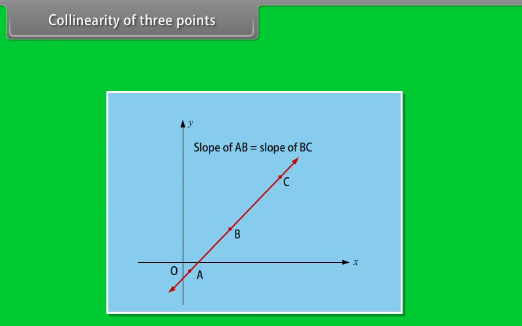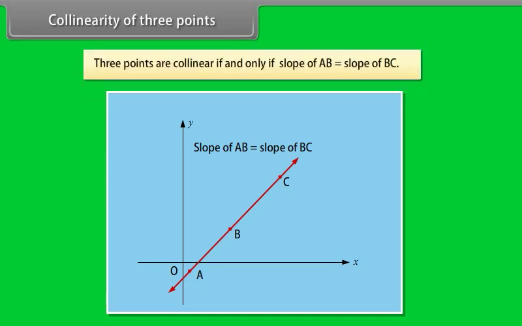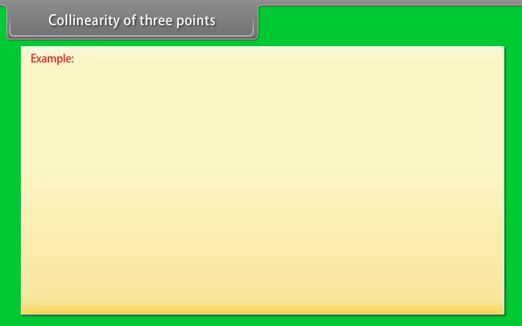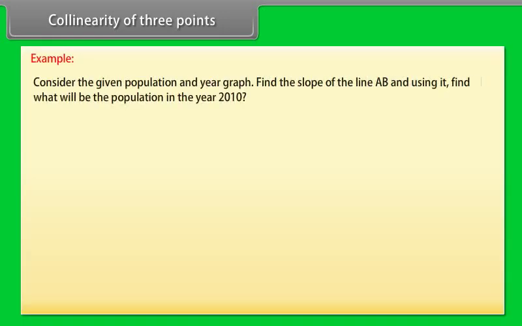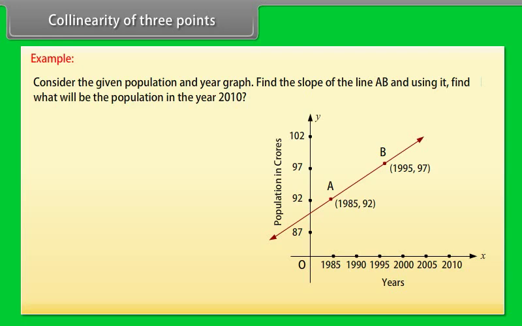Collinearity of 3 points. Look at this figure. Here the points A, B and C are collinear because they lie on the same line. Or we can say the 3 points are collinear if and only if slope of AB is equal to slope of BC. Let us solve an example to understand it better. Example. Consider the given population and year graph. Find the slope of the line AB and using it, find what will be the population in the year 2010.